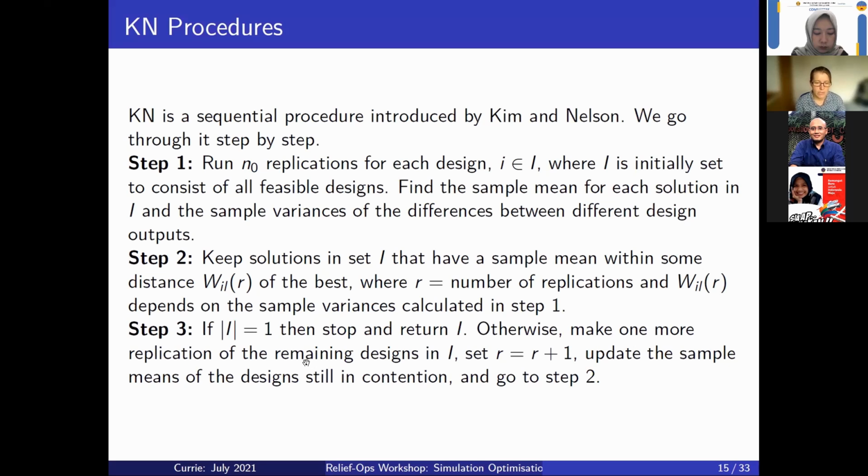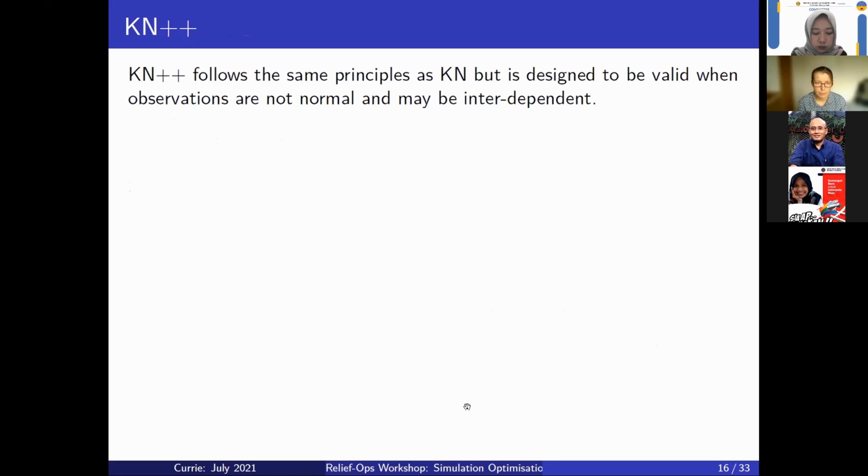And then we come to the stopping criterion. For this particular set of procedures, the stopping criterion is: if we've got one design left, we'll return that one design. While we still have more than one design left, we'll keep running this algorithm. So if we've got more than one design still in contention, we will make one more replication of the remaining designs in our set I. We will then set the number of replications to R+1, so add one more replication, update the sample means of the designs still in contention, so still in that set I, and we'll go to step 2 and go round that process again. And we will keep going with that until we get to the final point.